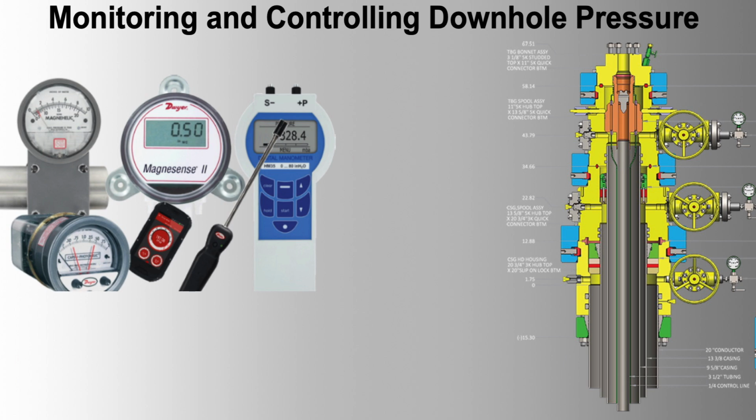Operations. 1. Instrumentation selection. Accuracy and precision. Instruments with high accuracy and precision are crucial for detecting small pressure changes. Range. Ensure instruments can handle the expected pressure range, including transient pressures during drilling, completion, and production. Durability. Instruments must withstand harsh downhole conditions, including high pressures, temperatures, and corrosive environments.